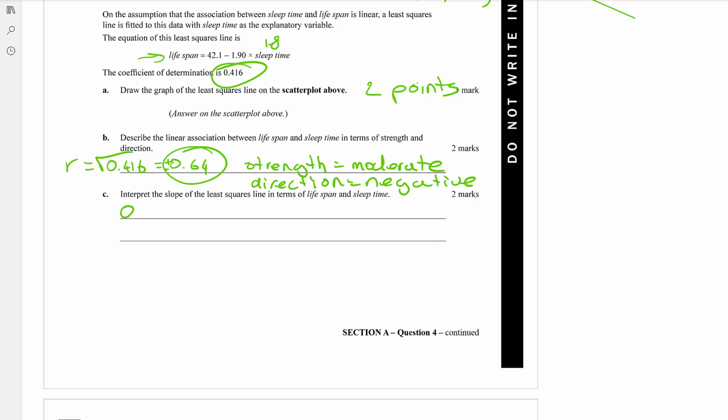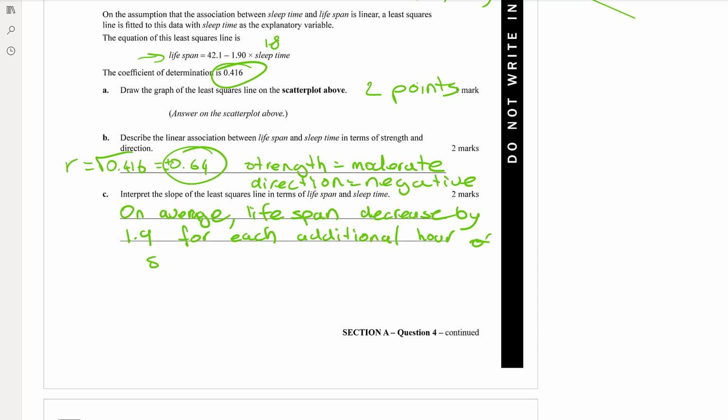So basically you're going to say something like this. On average, the lifespan, that's your response variable, decreases by 1.9, and I'll come back to that in a moment, for each additional hour of sleep time.